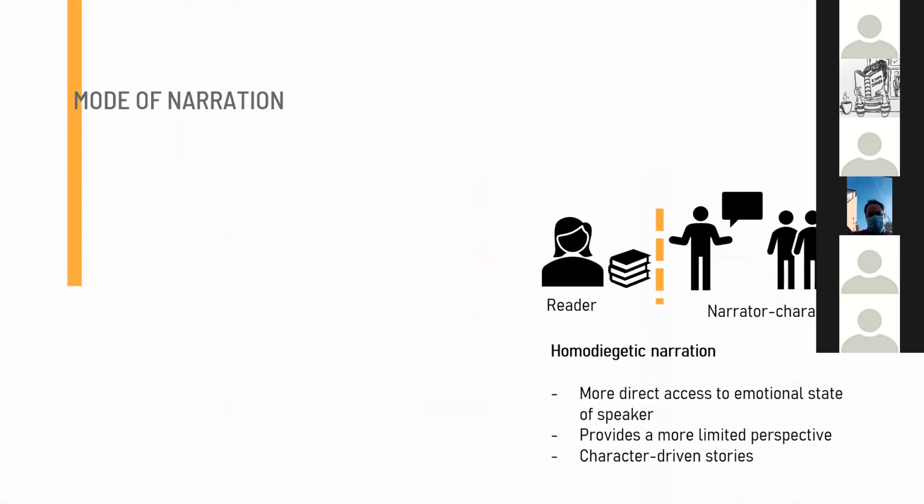A nice starting point for any account of point of view is to consider the mode of narration. Broadly speaking, we can differentiate between homodiegetic and what we call heterodiegetic narratives and narration. In homodiegetic narration, the person telling the story, the narrator, is a character within that story. We typically see this in first-person narratives and texts, and what this does is it tends to give readers more direct emotional access to speakers, which can invite readerly intimacy, and also it can encourage sympathetic alignment.